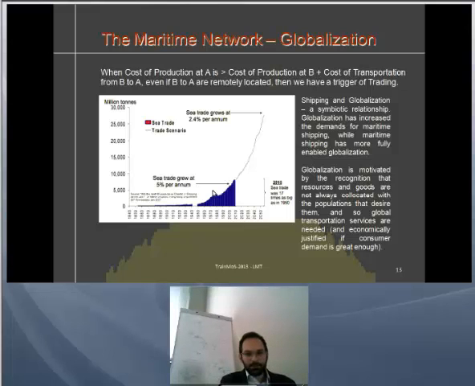So here in the graph we can see a possible forecast for the sea trade scenario. It grows about 2.4% per annum, and we can see a projection up to 2050. And it's a general rule that sea trade always has a growing demand.